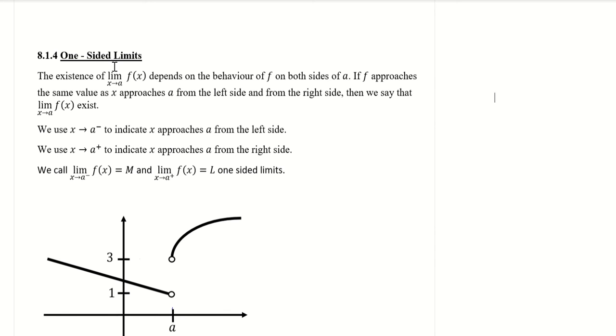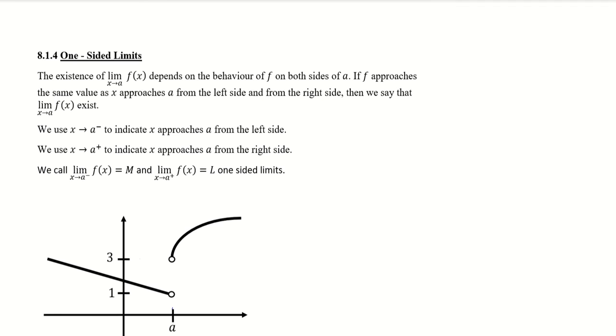Okay, one-sided limits. The existence of the limit as x approaches a for the function f(x) depends on the behavior of f on both sides of a. If f approaches the same value as x approaches a from the left side and from the right side, then we say that the limit as x approaches a exists.